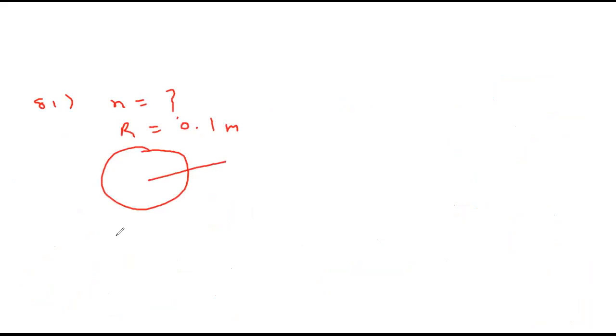Number of electrons to be put on a spherical conductor whose radius is 0.1 meter to produce an intensity of 0.36 Newton per Coulomb just outside the sphere. That means small r is equal to capital R, just outside the sphere. Take epsilon as 10 raised to minus 12 and pi as 3.